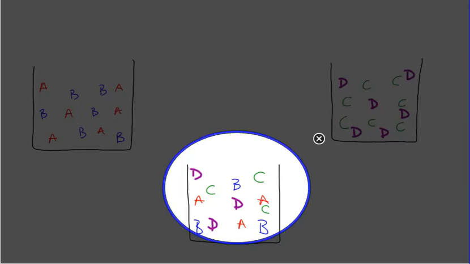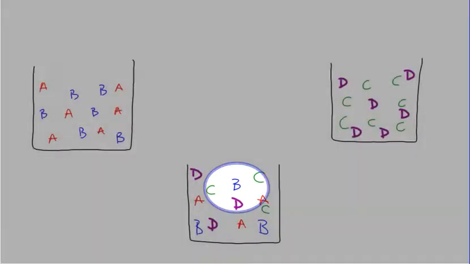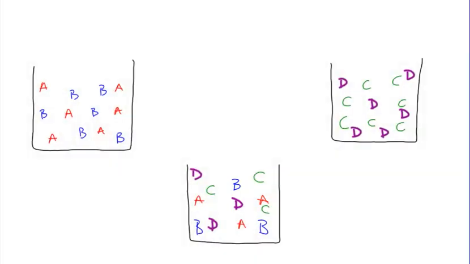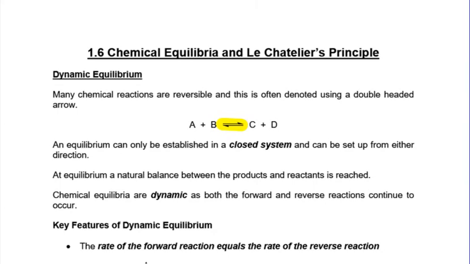So once you're at equilibrium, you've got reactants and products present, not just one or the other, reactants and products present, and they are staying at the same amounts. They are staying at a constant amount. They're not the same as each other, they're at a constant amount. So the next statement says it can only be established in a closed system, and it could be set up from either direction. So let's take a look at what that means.